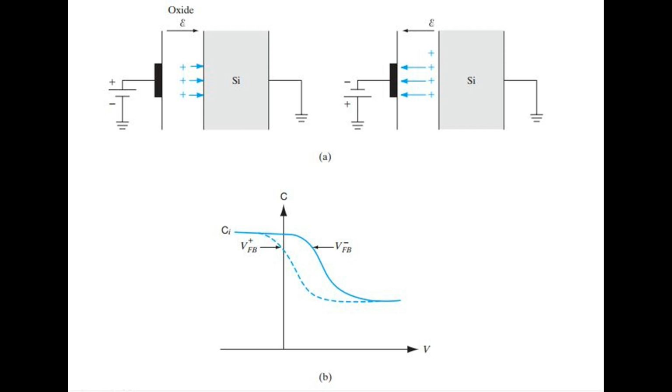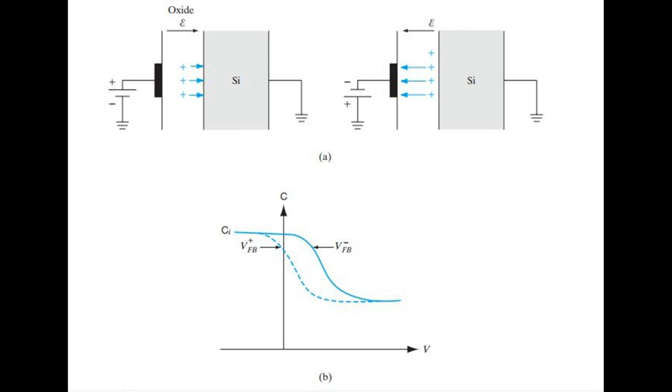Figure 6.22. Mobile ion determination. A, movement of mobile ions due to positive and negative bias temperature stress. B, capacitance-voltage characteristics under positive, dashed line, and negative, solid line, bias temperature.